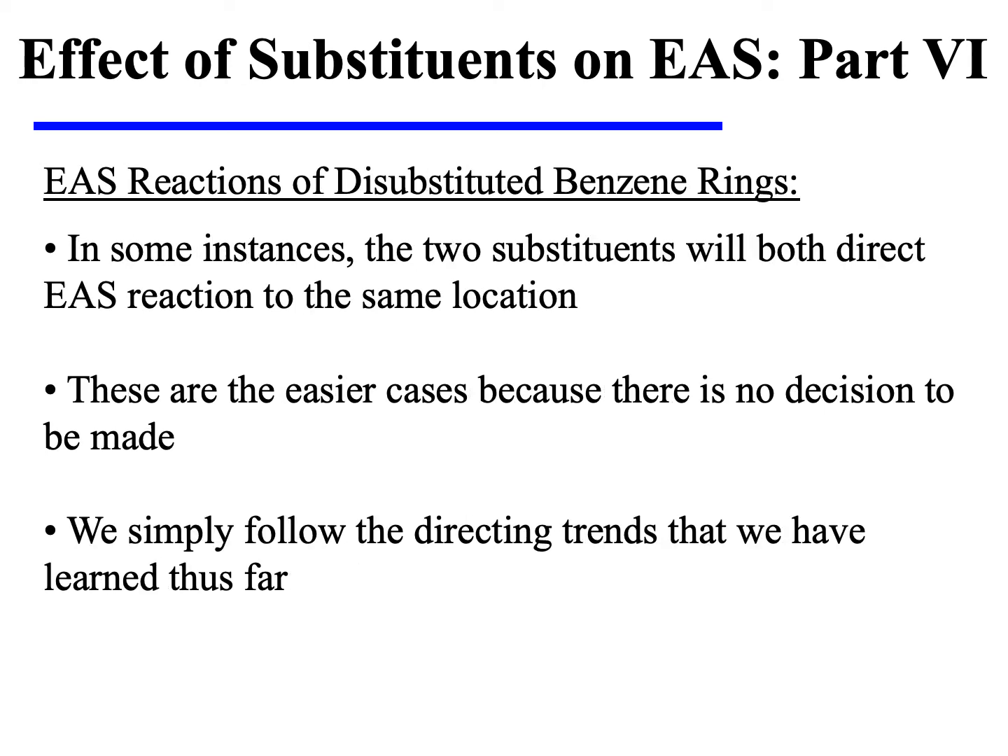Now let's examine EAS reactions of di-substituted benzene rings. In some instances, the two substituents will both direct EAS reaction to the same location. These are the easier cases because we have no decision to make. We simply follow the directing trends that we have learned thus far.